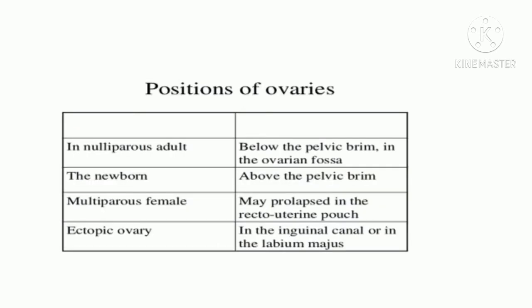Positions of ovary. In a nulliparous adult, below the pelvic brim in the ovarian fossa. In the newborn, above the pelvic brim. In a multiparous female, it may prolapse into the recto-uterine pouch. Ectopic ovary may be in the inguinal canal or in the labium majus.